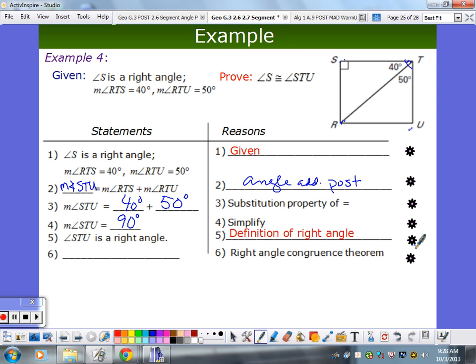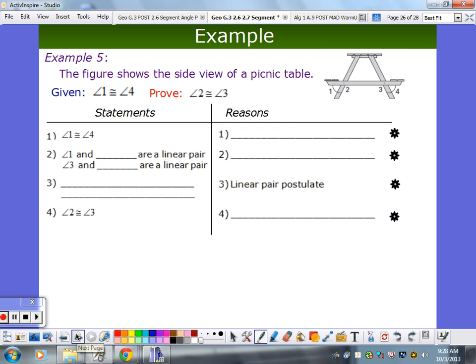It's 90 degrees. And now once it's a right angle, what can I say? Yeah? Right. The right angle congruence theorem, or you can just say, all right angles are congruent. To me, that's a little easier to remember. It would be easier for me to remember that than something called the right angle congruence theorem. So there you go. That's not so bad. Or is it? Number 5.